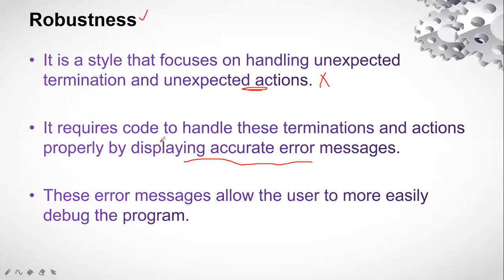Second, it requires code to handle these terminations and actions properly. So we should take care to write code so that if these actions and unexpected terminations take place, they are properly handled and an accurate error message is displayed, so that these error messages can help users more easily debug the program, right? Example, let's take a simple example. Let's say you are submitting a form, right? And in that form there is a field which has an asterisk, and that particular field is what?